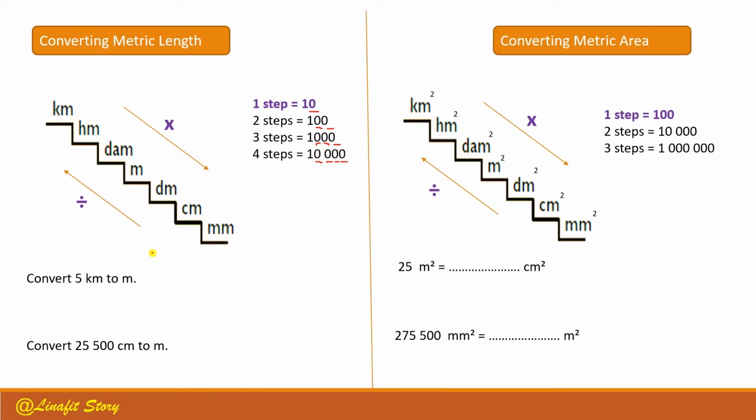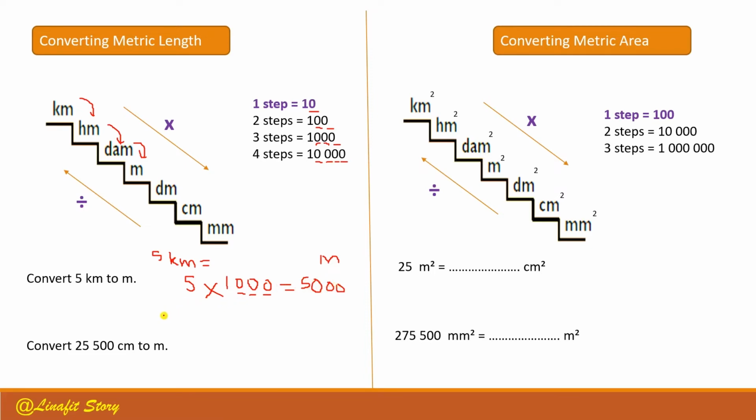So for example, convert 5 km to m. Km to m. Step down, so we multiply. How many steps? 1, 2, 3. 3 steps. So we multiply by 1000. So 5 times 1000 is equal to 5000.